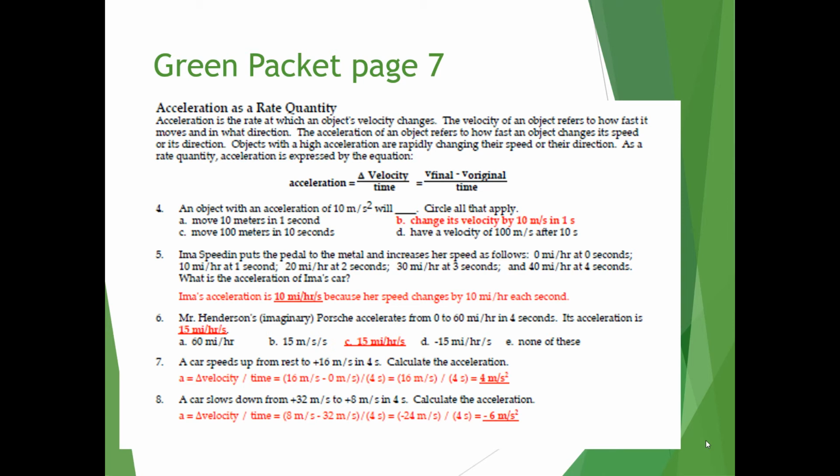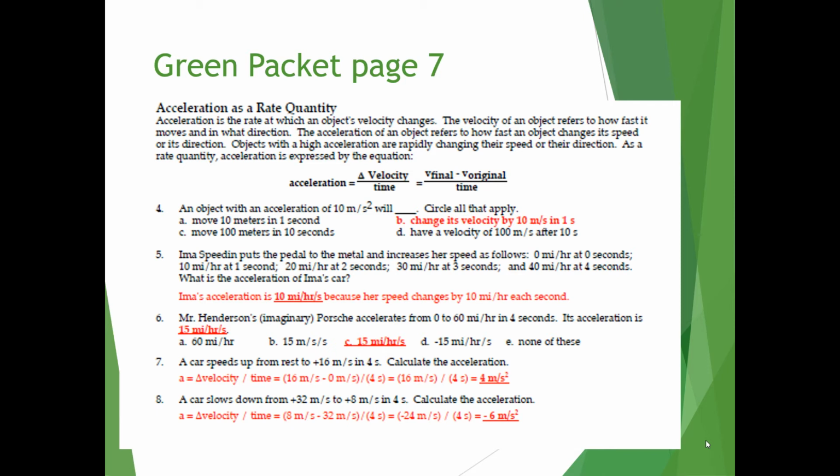Number 5, Ima Speedin puts the pedal to the metal and increases her speed as follows. 0 miles per hour at 0 seconds, 10 miles per hour at 1, 20 miles per hour at 2, 30 miles per hour at 3, 40 at 4, etc. What's the acceleration of her car? Her acceleration is 10 miles per hour per second because her speed changes by 10 miles per hour each second. You can do that by plugging it into the formula, or you can do that just by reasoning it out.